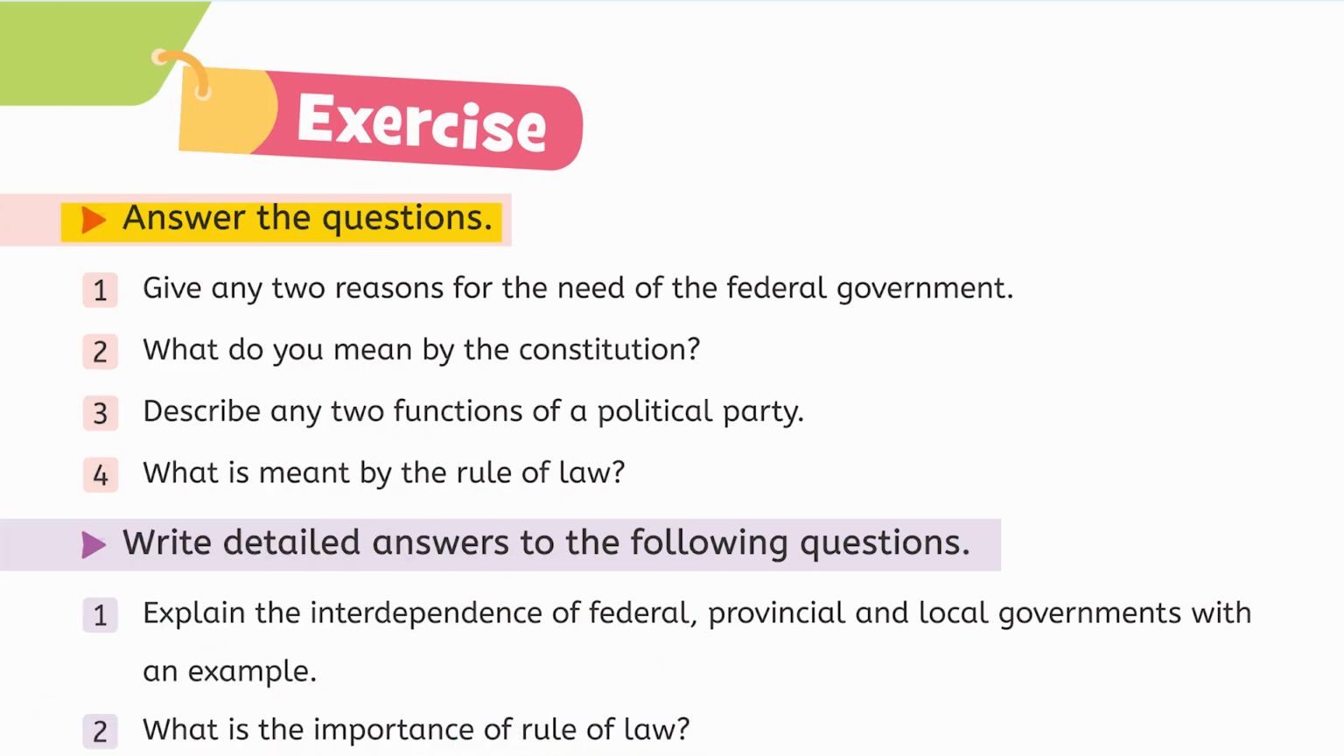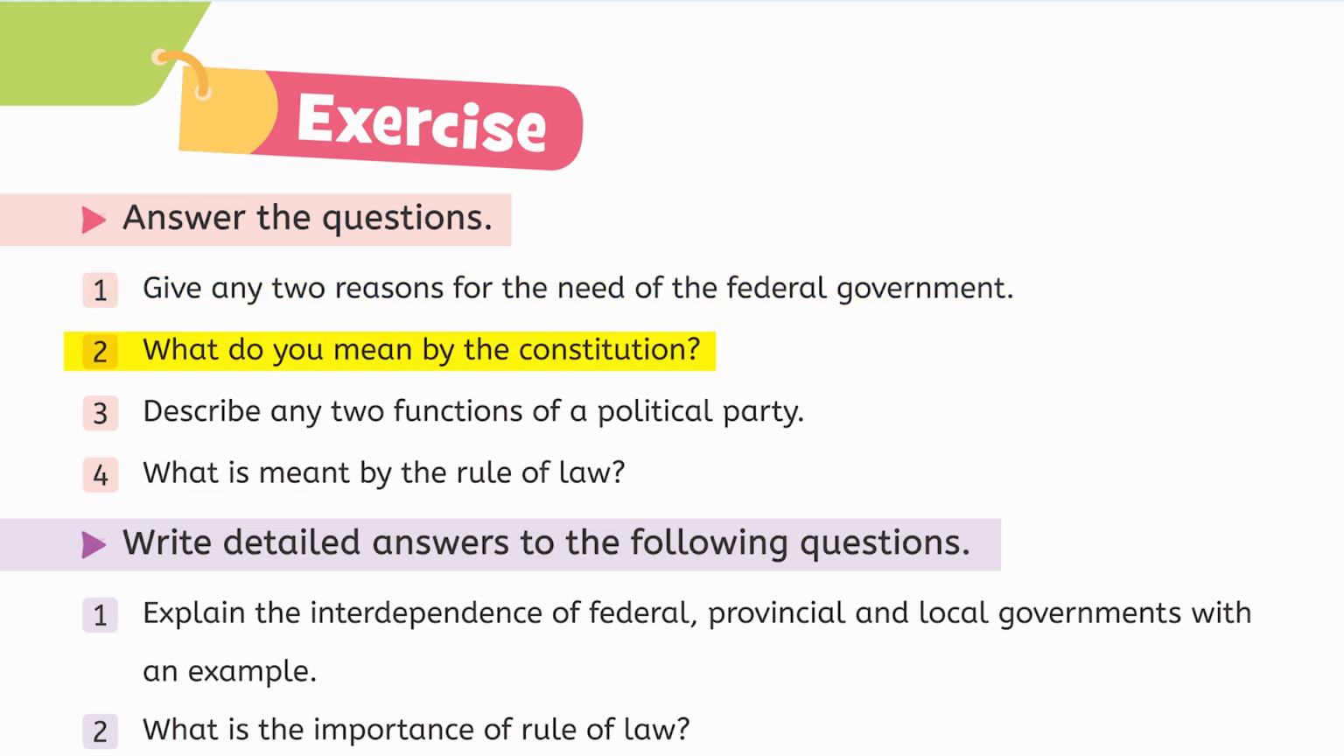First of all, we have to answer the questions. Give any two reasons for the needs of the federal government. A federal government is a central government that controls the entire country. A federal government is needed because the federal government plays an important role to form provincial governments. Federal government controls all national affairs like defense, economy and foreign affairs.